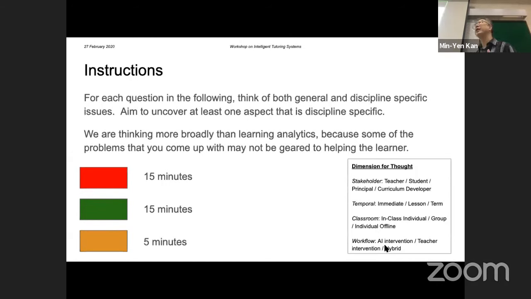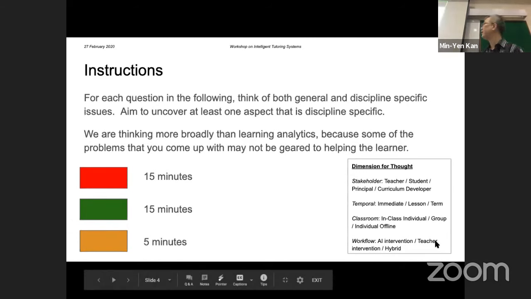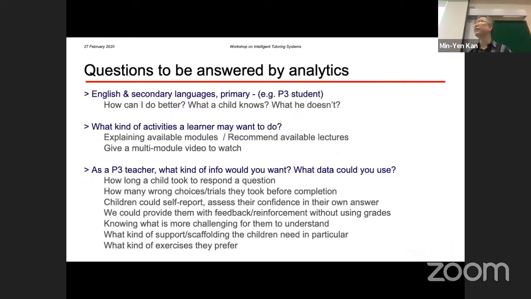Okay, would there be an AI to intervene on your behalf, or would this be something to augment the capabilities of a teacher, or some type of hybrid where both the student and the teacher co-experience the learning analytics? Okay, and this is the compiled feedback that we got from that workshop. So I'm just going to spend about 10 or 15 minutes on this.